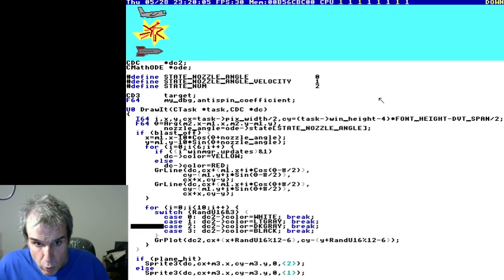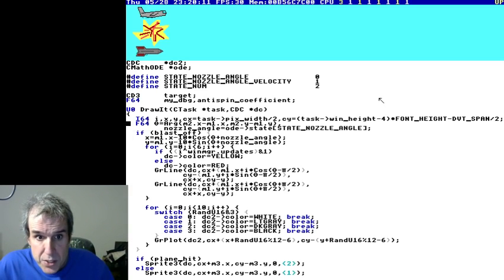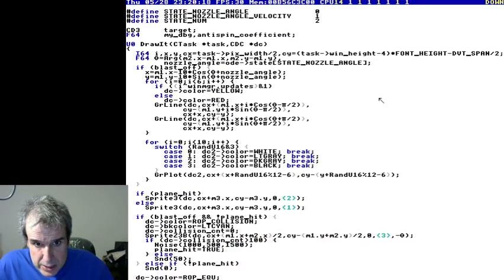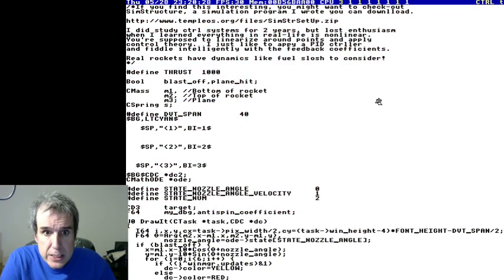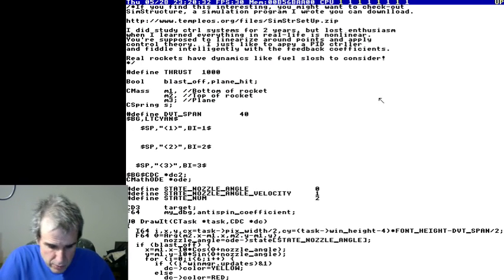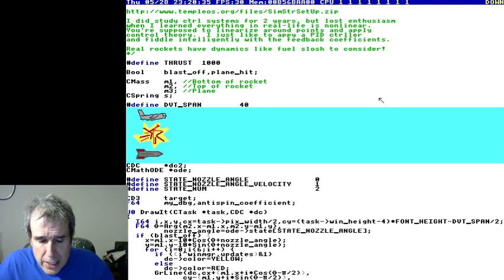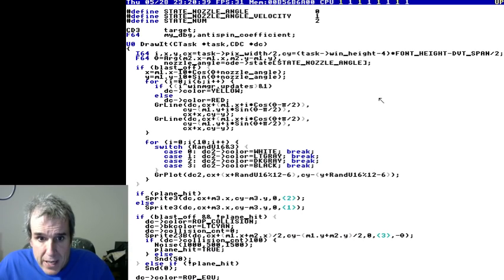2 lines to make the point, and then on top, we only do this after it's blasted off. That's a global variable. And then we make the smoke, and if the plane is hit, then we draw sprite number 2. These are the sprites up here. If we do Control T, we'll see we have sprite 1, sprite 2, sprite 3. So sprite number 2 is the explosion, and it keeps moving forward as it should.